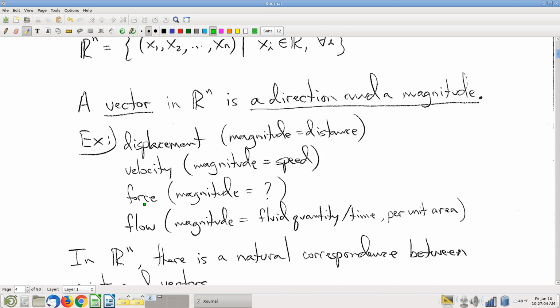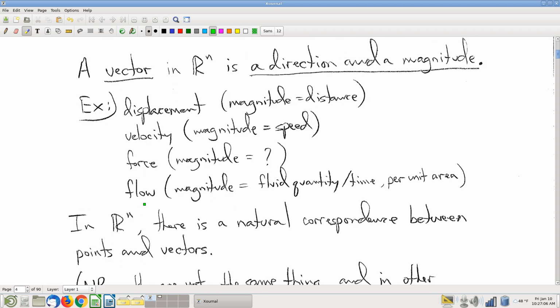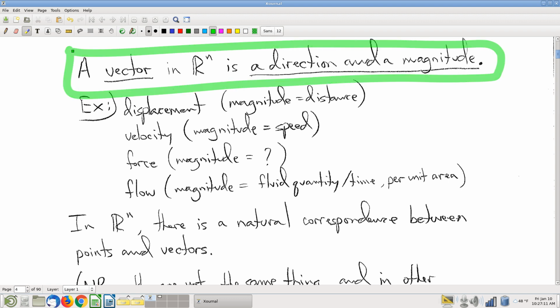Okay, so now let's talk about vectors. What is a vector? A vector is going to sound like a very different thing, and it is in a lot of ways a very different thing. So here's our definition that I want to use for a vector. A vector in Rn is a pair. It's a combination of two other concepts. A vector is a direction paired with a magnitude.